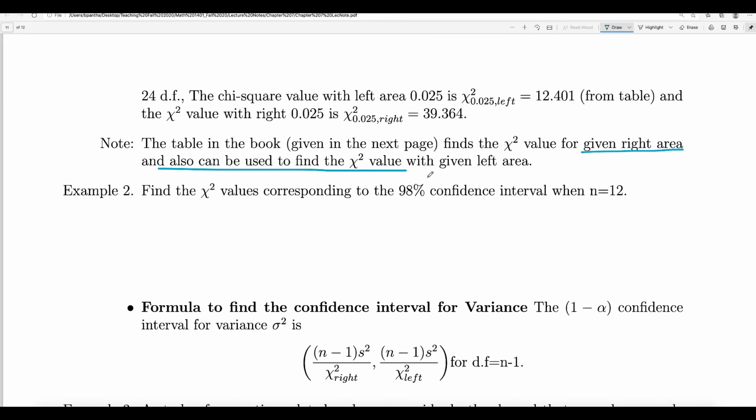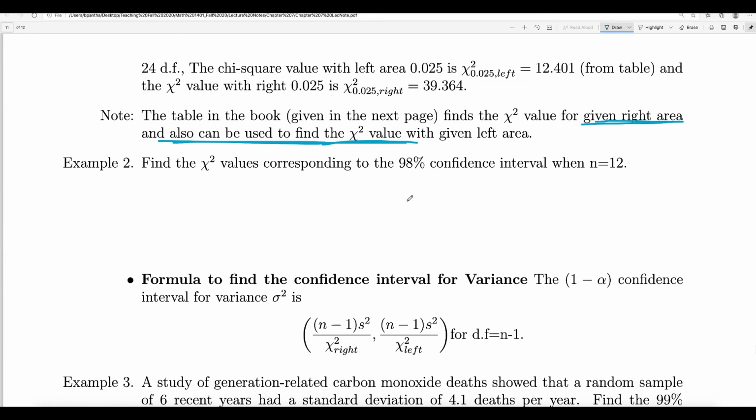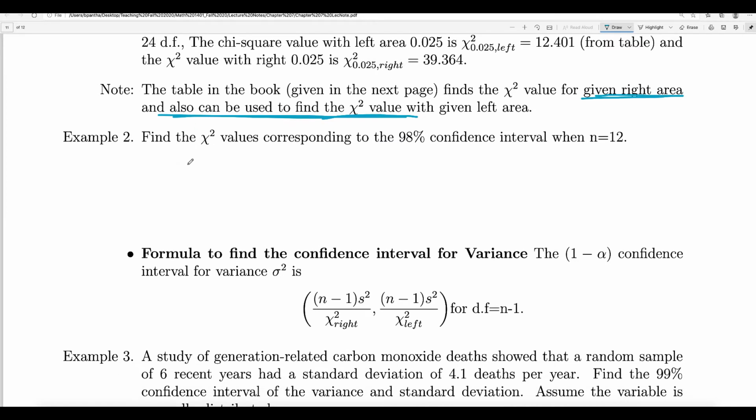Note that we need the area right of the value. There may also be some tables that give you the chi-square value from the given left area. Okay. Number 2: find the chi-square values. You need to find the chi-square right and chi-square left.